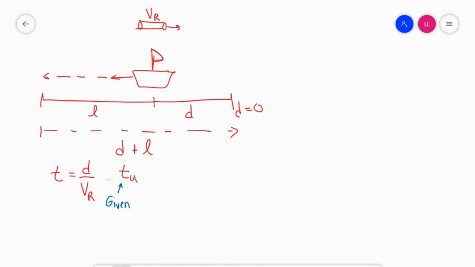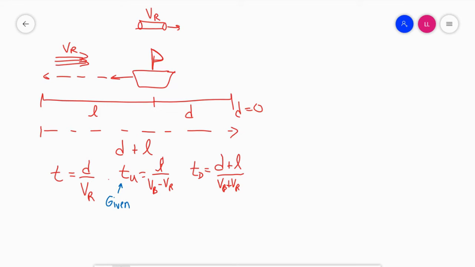The upstream trip takes a time of L over VB minus VR, the velocity of the boat minus the velocity of the river, because as you go upstream, the river is coming at you and slowing you down. Now the downstream trip in terms of time would be the total distance, because they're going from the end point back to the initial point, and now the river helps the boat, so it's VB plus VR.